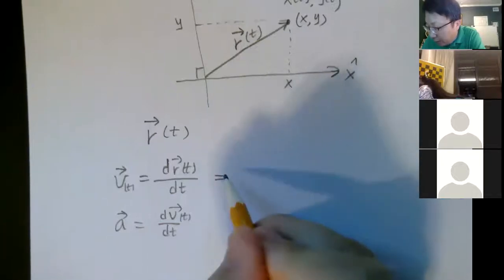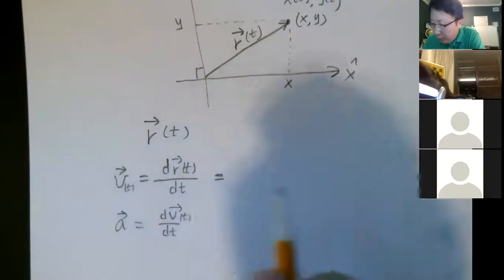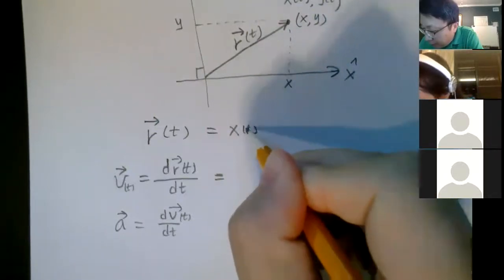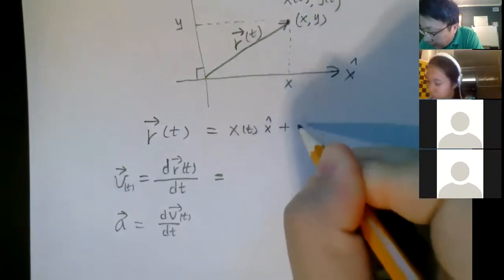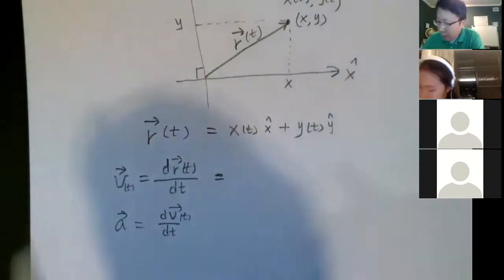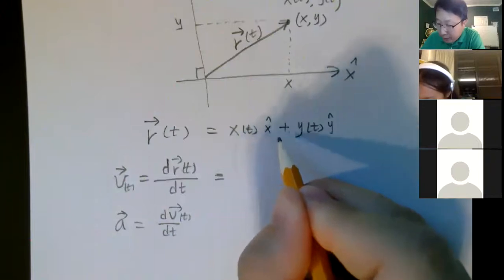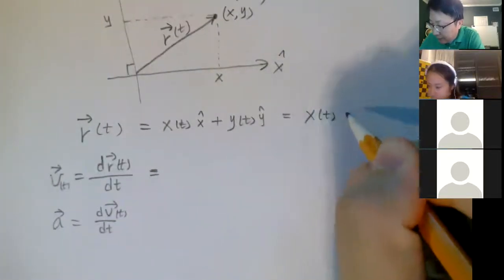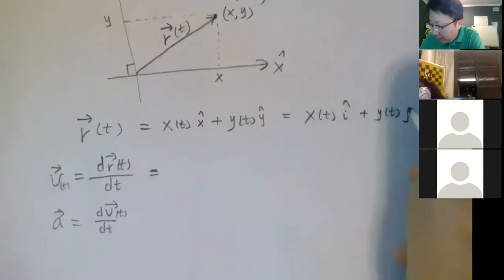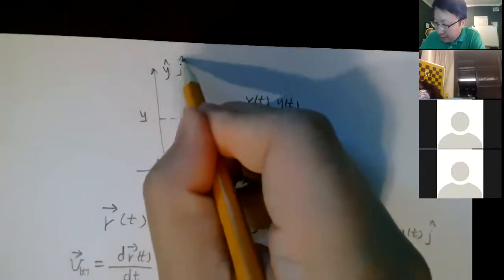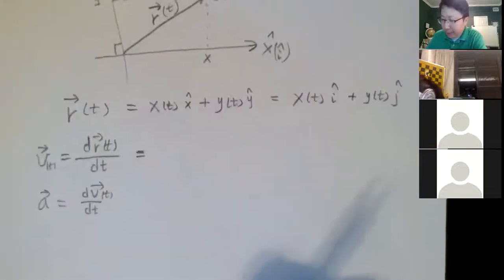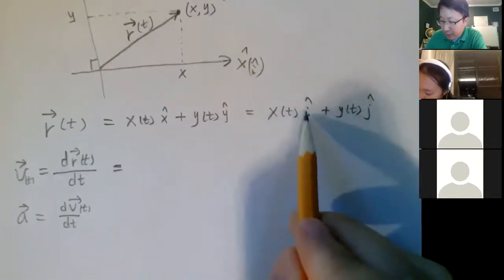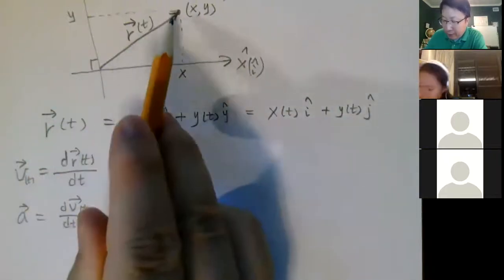Of course, you can say, how do I resolve this? Well, we have to split it into two directions. If I assume this is x(t) times x hat plus y(t) times y hat, where x hat is basically a unit vector telling me this is the x direction, and y hat the y direction. That's it. Or sometimes people write x(t) i plus y(t) j, where i and j just tell you the x direction and y direction. So the x coordinate and y coordinate as functions of time, combined, give you the vector of location at any time.